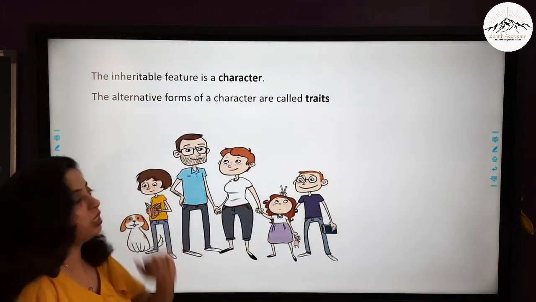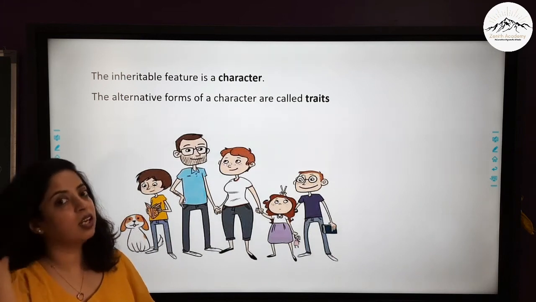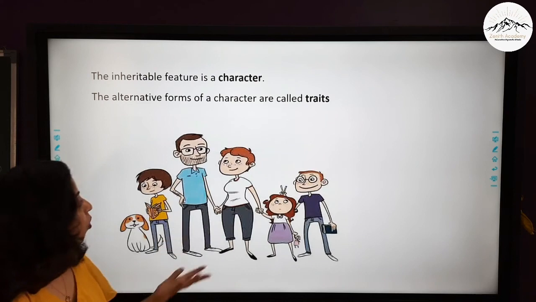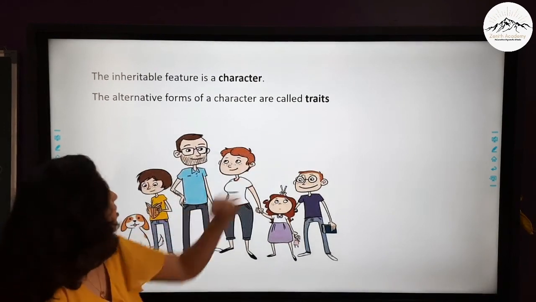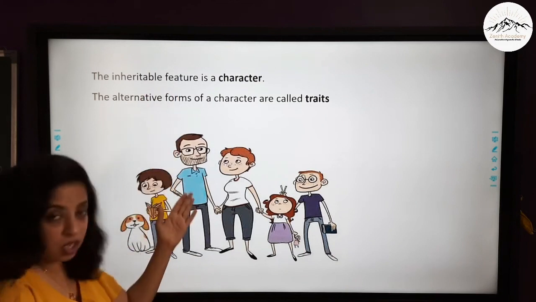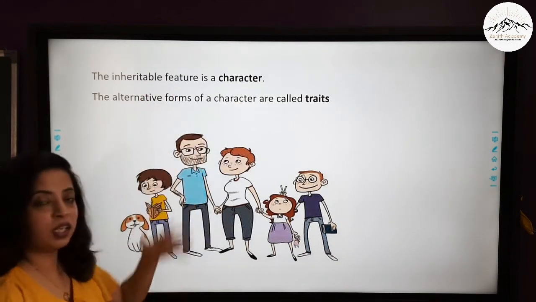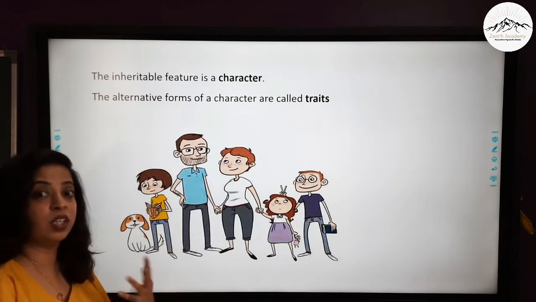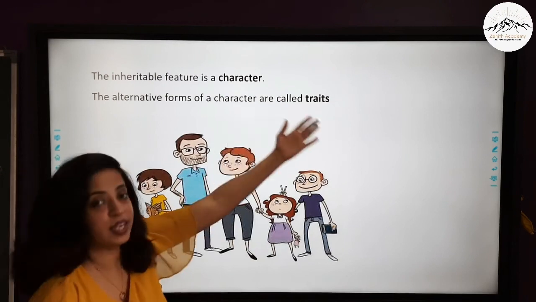Now the alternative forms of the characteristic. For example, the characteristic is hair color. So what are the alternative forms? Red color or brown color. So these are called traits. So the inheritable feature, that is hair color, is called a character, and the alternative forms of the character, that is whether the offspring will get red color or brown color, are called traits.